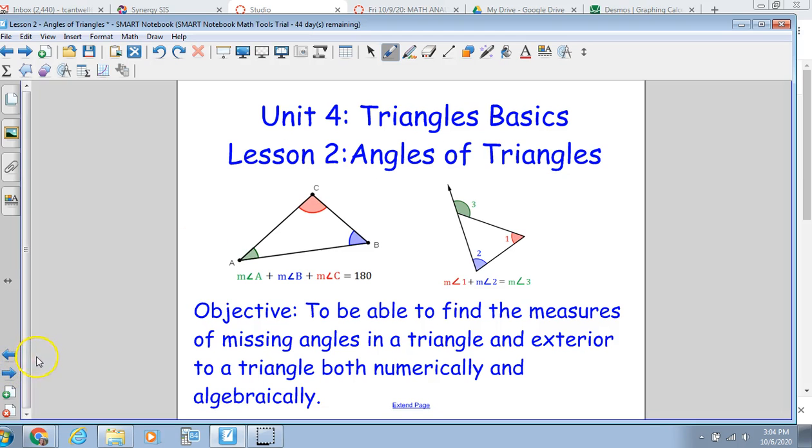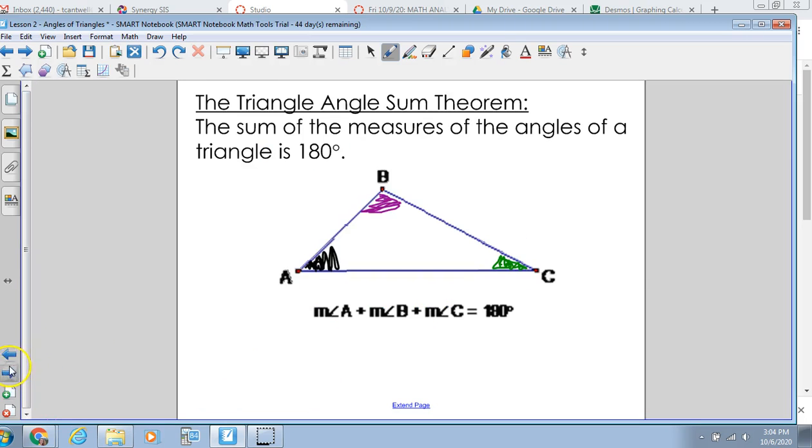Okay, now we're going to learn about the angles of triangles. We're going to find the measures of missing angles in a triangle and exterior to a triangle, both numerically and algebraically. So the first idea is the triangle angle sum theorem, and chances are this is not new to you. You've probably learned this before. The sum of the measures of the angles in a triangle is 180 degrees.